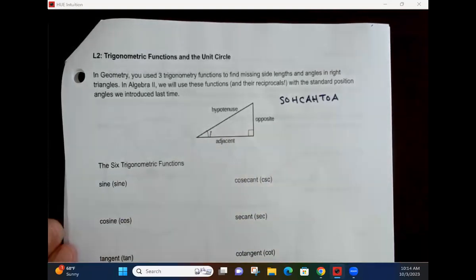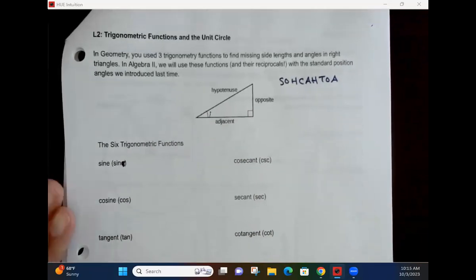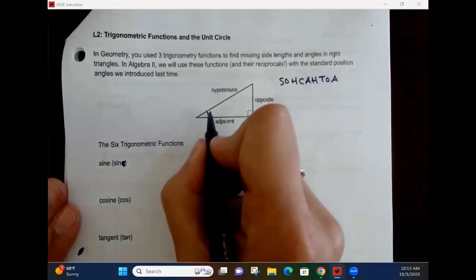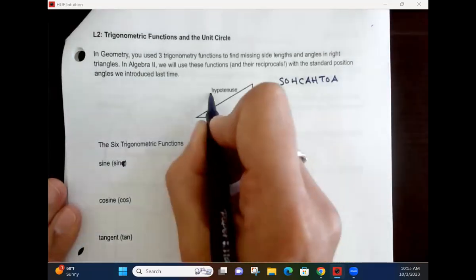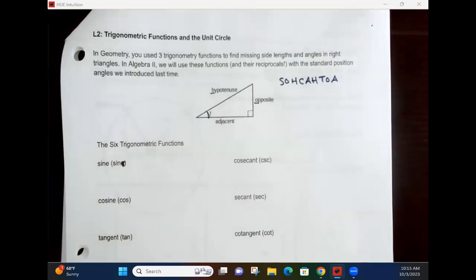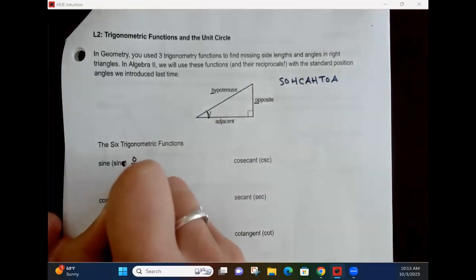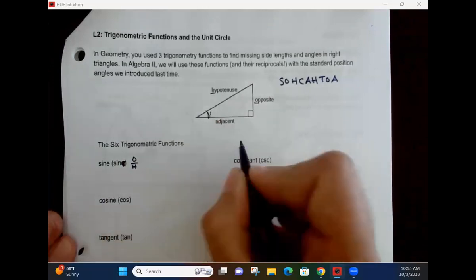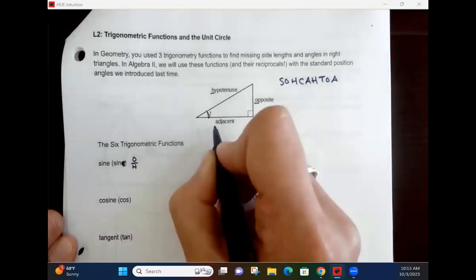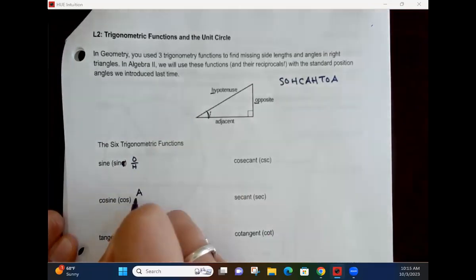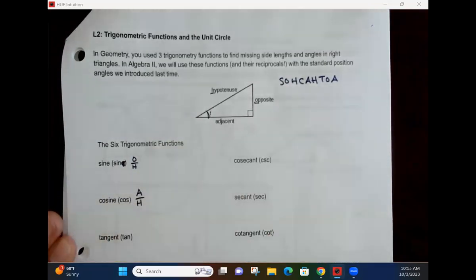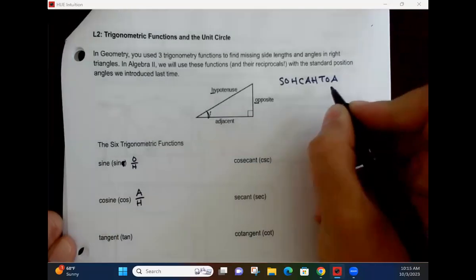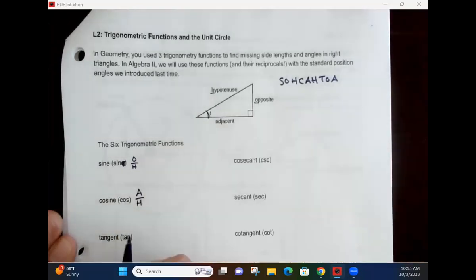So for sine, and spell check didn't like just the abbreviation there, but for sine, you talked about this as the sine of this angle is the opposite side over the hypotenuse. That's the SO in SOHCAHTOA. So you talked about this as being the opposite over the hypotenuse. Cosine was the CAH, the adjacent over the hypotenuse. And tangent, the TOA, was the opposite over the adjacent.